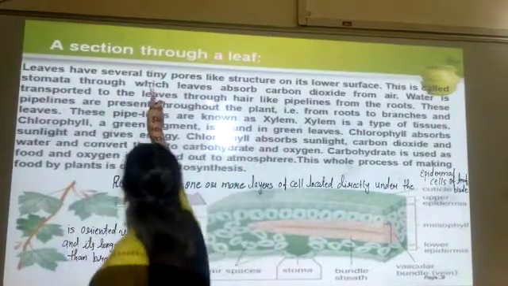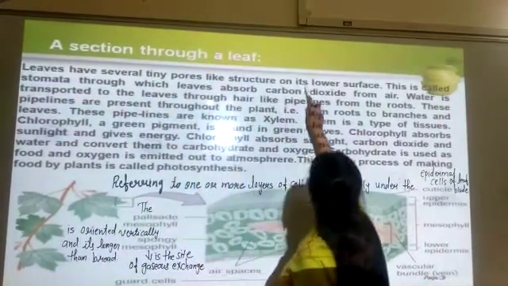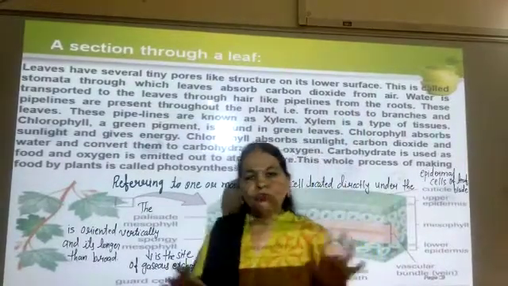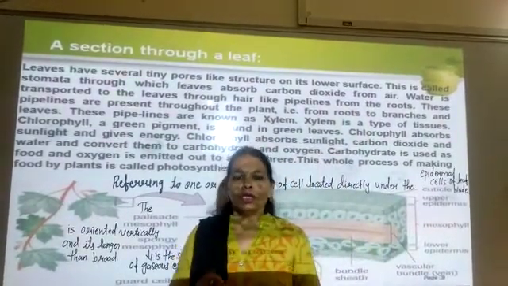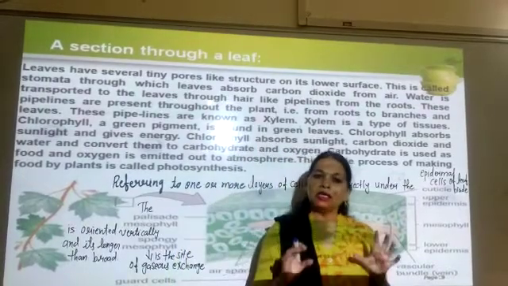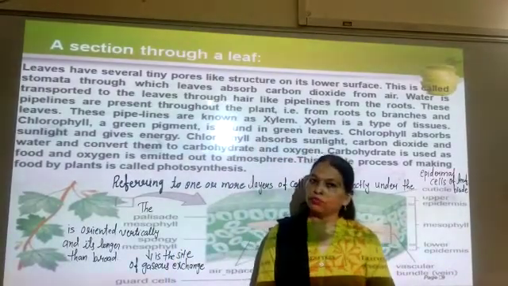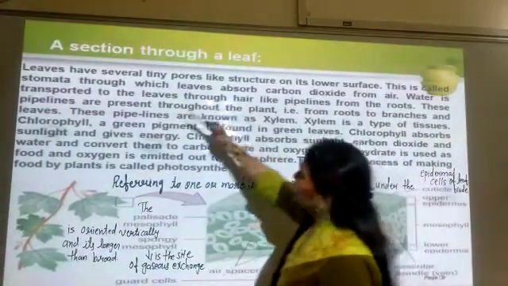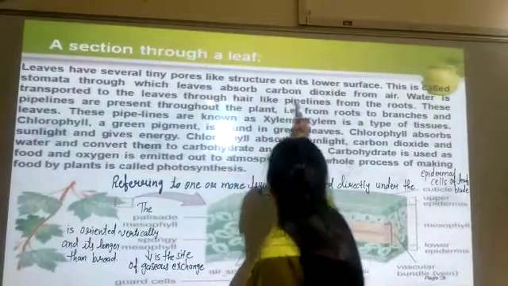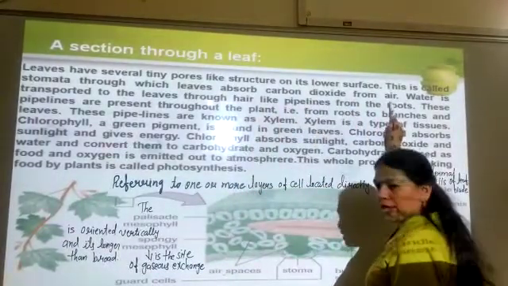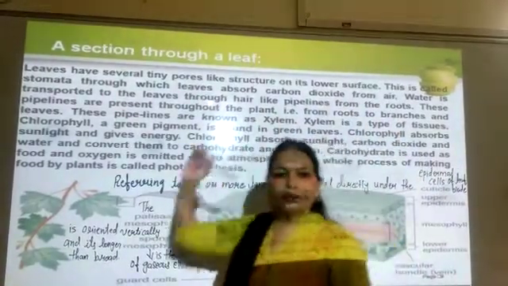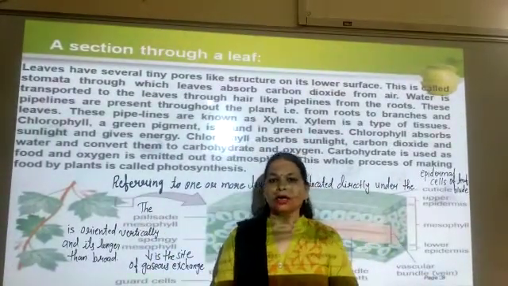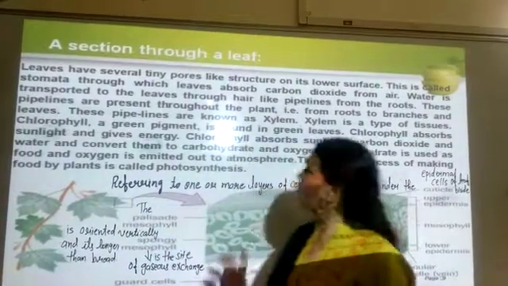Leaves have several tiny pore-like structures on the lower surface, and these are called stomata. We already know that the minute tiny holes located on the surface of the leaf are called stomata, through which leaves absorb carbon dioxide from the air. When stomata open, carbon dioxide is captured through the stomata and transferred into the leaf for the process of photosynthesis.